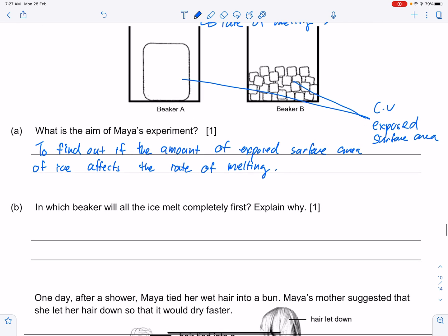Then the next question asks you which beaker will all the ice melt completely first. So another very straightforward question. If you recall in the previous question, the same thing over here. Answer will be beaker B. Why? Because the ice cubes have a larger exposed surface area as compared to the ice cube in beaker A. So therefore, heat will be able to be lost from the surrounding to the ice cube at a faster rate, or rather the ice cube will gain heat at a faster rate, therefore allowing it to melt faster.